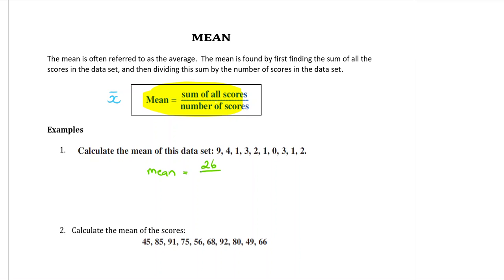And on the bottom, we need the number of scores, which means you count up how many numbers are there. How many are there? 10. So on the calculator now, you want to type in 26 over 10, and we want to do this as a decimal. So press the SD button if it gives you a fraction. Yeah, so the mean is 2.6, the average. That's it, done. Let's do it again.